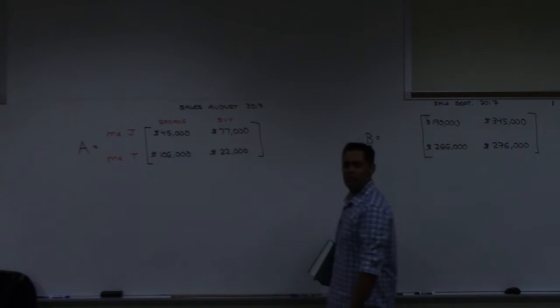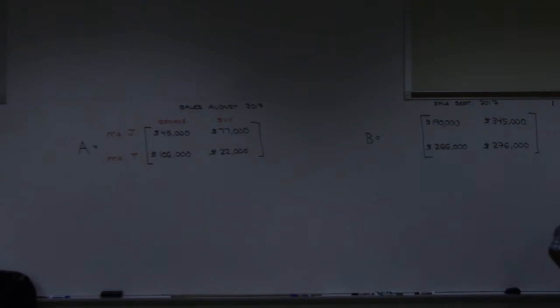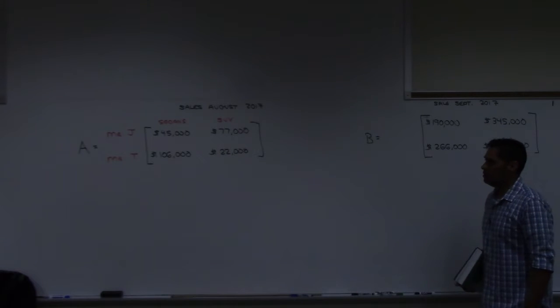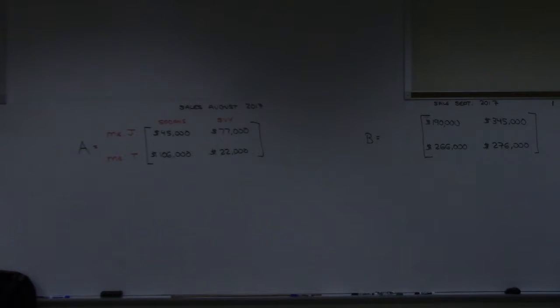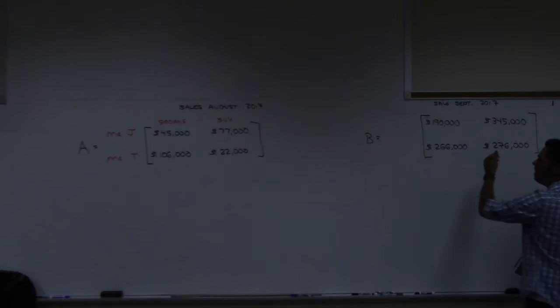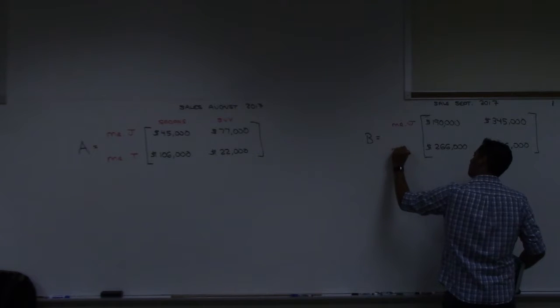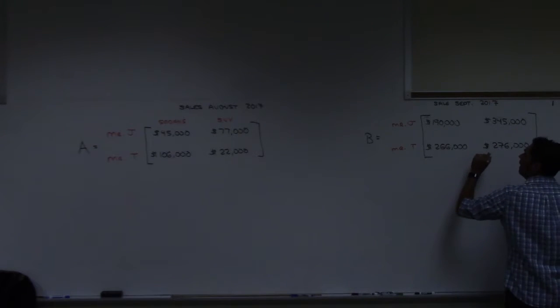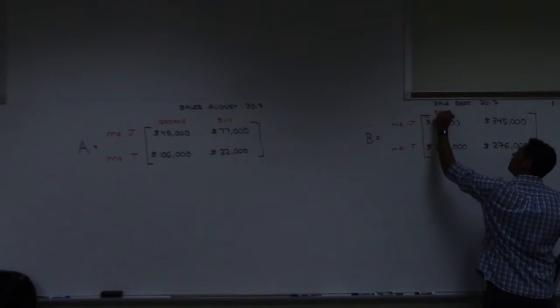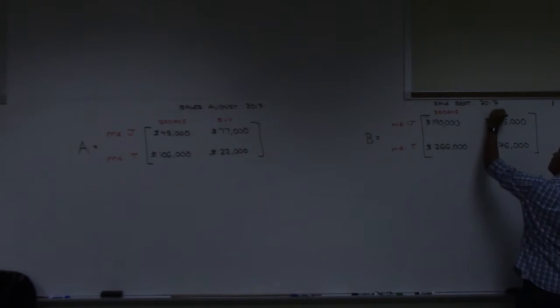Understand? So how much in SUV sales did Mr. T have for August? $22,000 in SUV sales, right? So you see how that matrix, that little set of numbers, summarizes what's happening in August, right? Same thing here, Mr. J and Mr. T. And here we have sedans and SUVs.